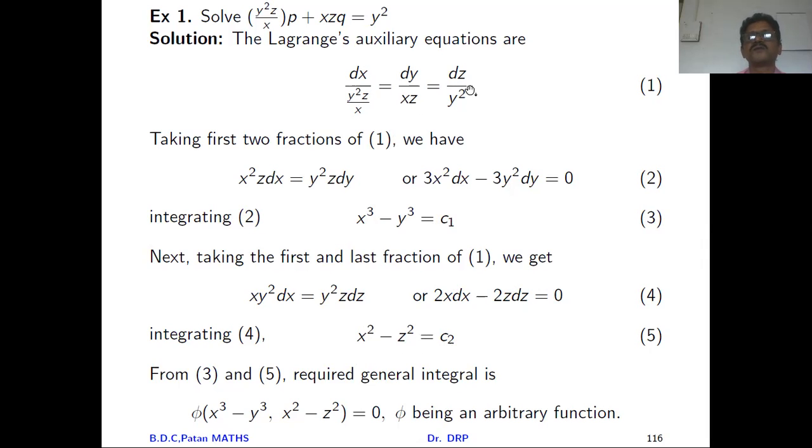That part we have already discussed under simultaneous linear equations. And if you consider this as u and this as v, and take the solution phi of u comma v equal to 0, then you will get it as the solution of this Lagrange's equation. So that is the difference. It gives the solution phi of u comma v equal to 0. What is u? u is x cube minus y cube. What is v? x square minus z square. Here phi is what we call an arbitrary function.